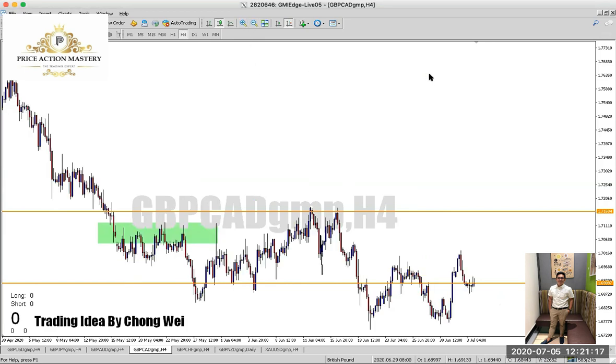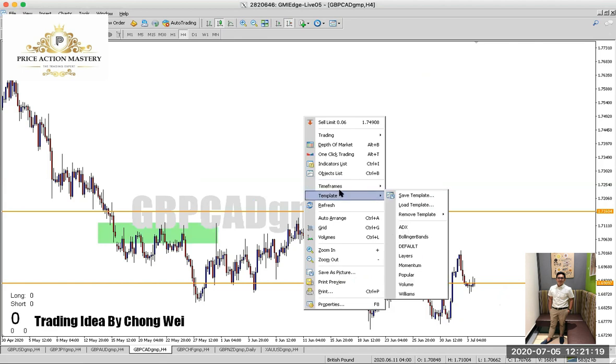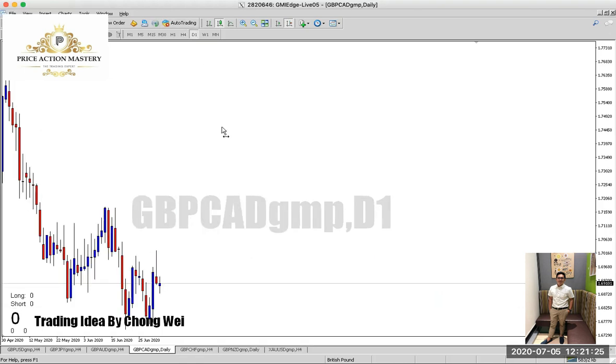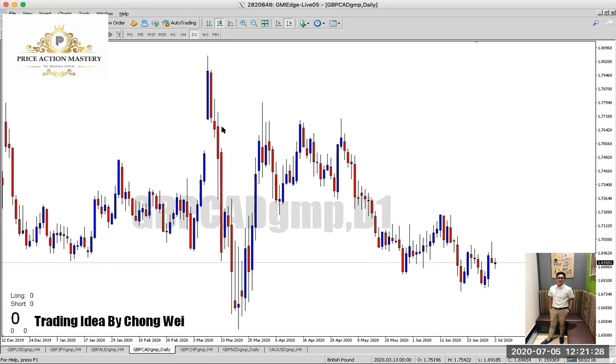Okay, let's go. So GBP CAD: basically we can see a very clear downtrend. Placing my key line first. Okay, yes, this is my key line.